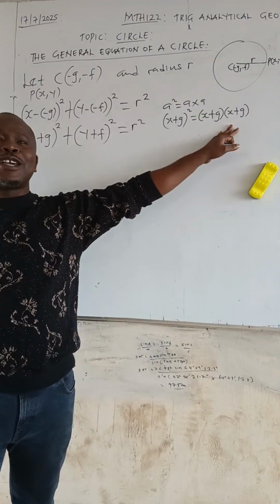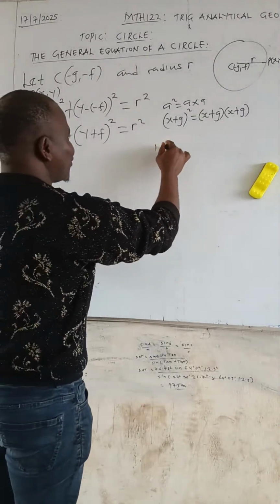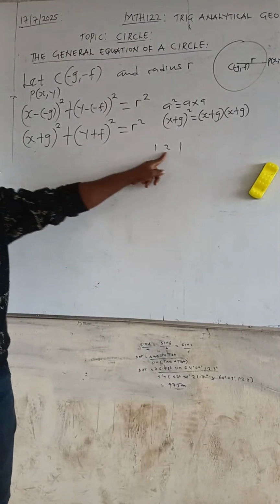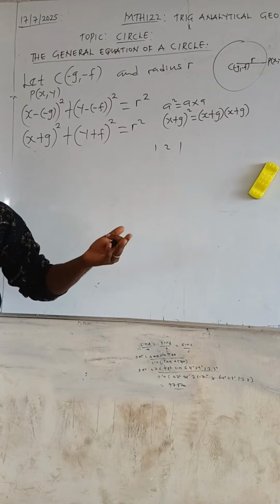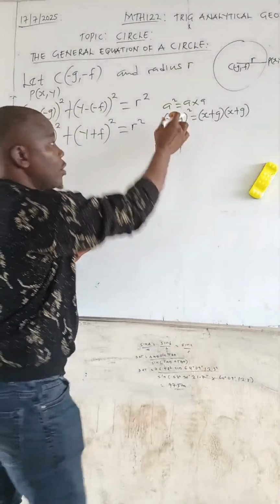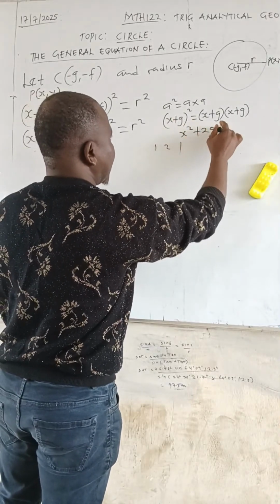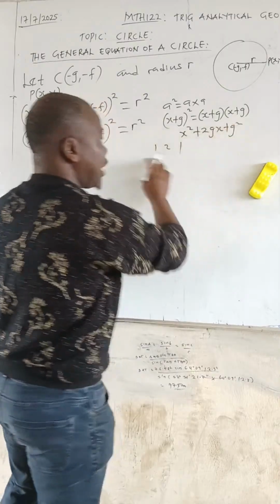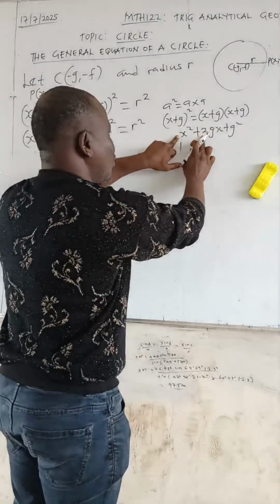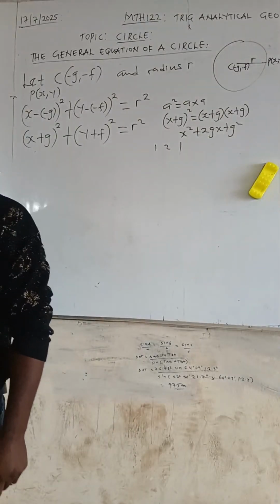So you just apply Pascal's triangle. For the power of 2, you just need 1, 2, 1. That is the answer. It means this will give you x squared plus 2gx plus g squared. That's the meaning of 1, 2, 1. This is 1, this is 2, 1 again.